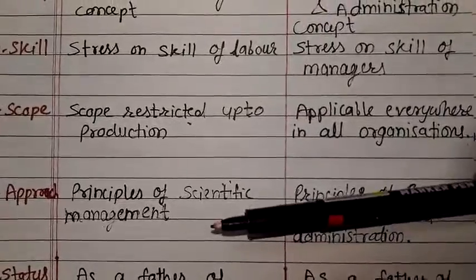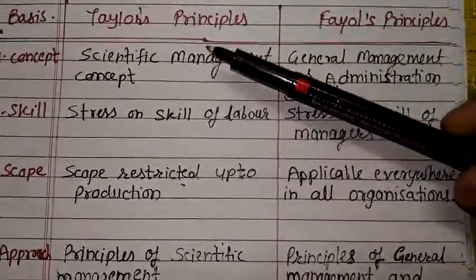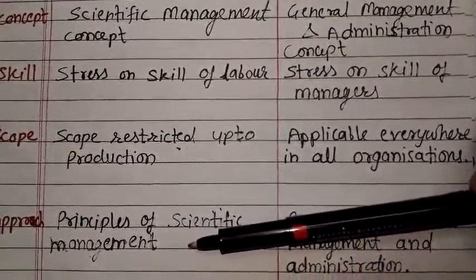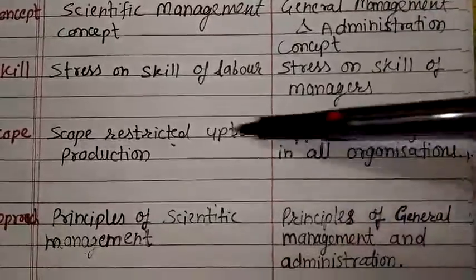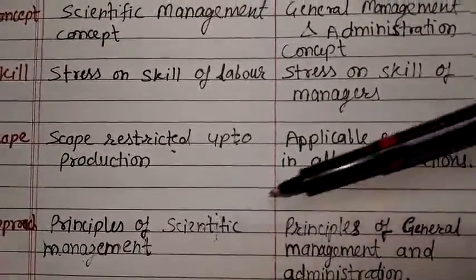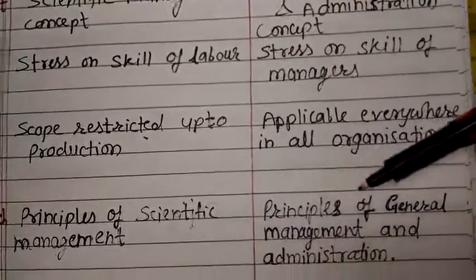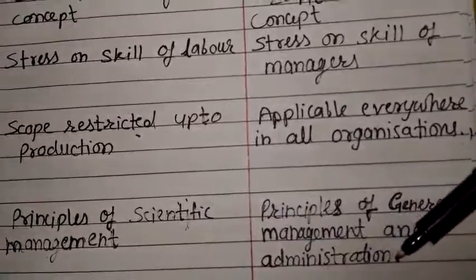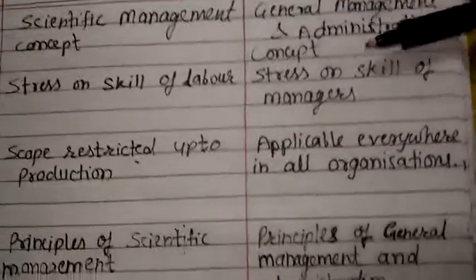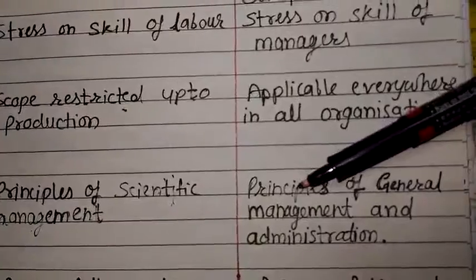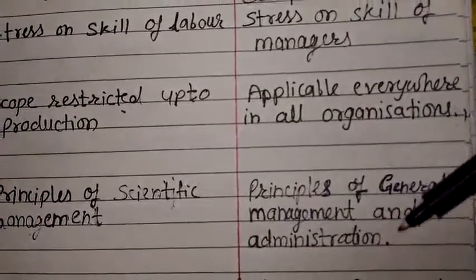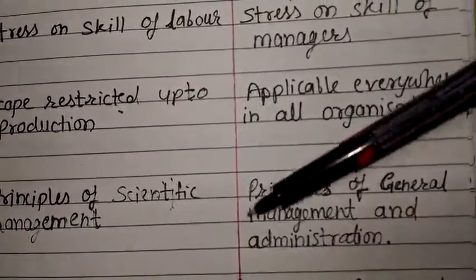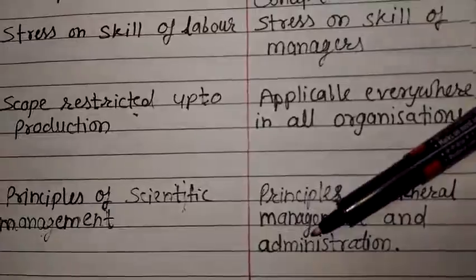The principle of scientific management is the approach of Taylor. Taylor's approach, thought or principles are called the principles of scientific management because they are based on scientific studies. But the approach of Henry Fayol is called the principles of general management and administration. The thoughts, views or principles given by Henry Fayol are called principles of general management and administration because they are applicable everywhere or in every work. Sometimes it is also called the principles of modern management.